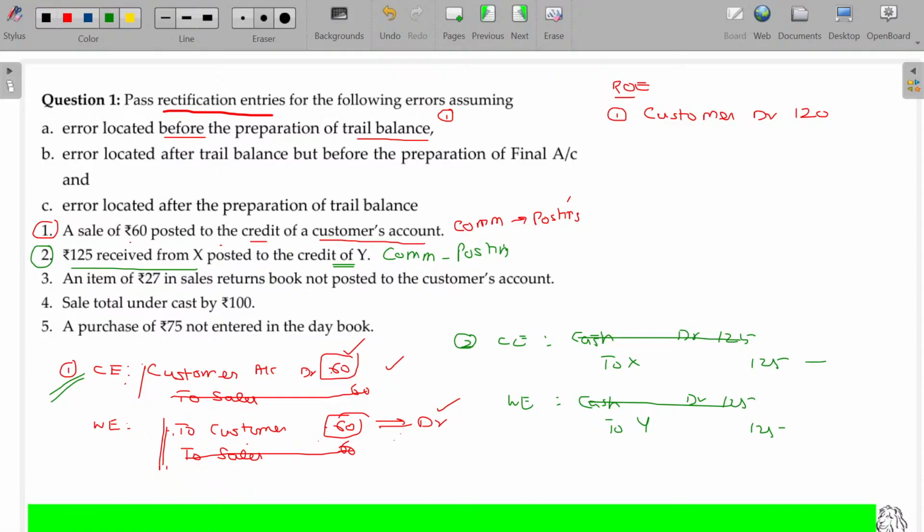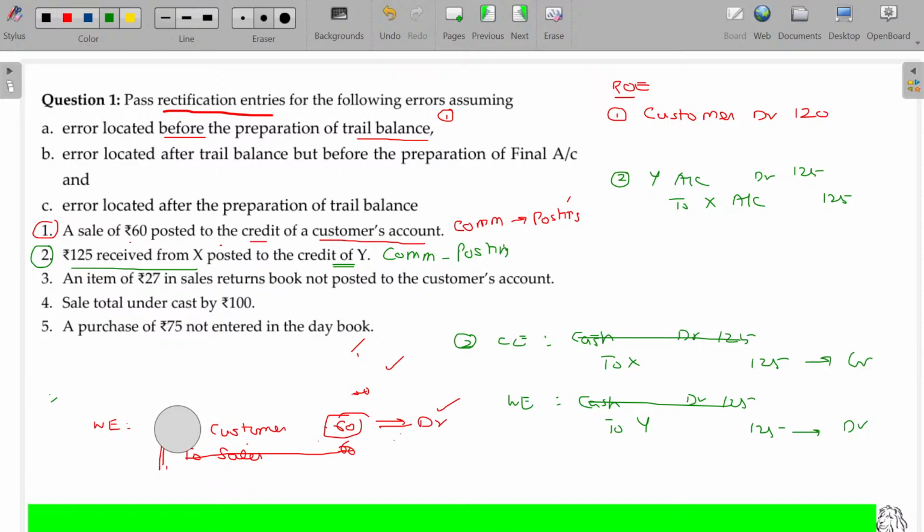Now, the rectification entry: this should be credited. Y is in credit, the wrong entry should be reversed. The correct entry should be passed, the wrong entry should be reversed. As this is a credit, to cancel it should be debited. Second one: the entry being Y account debit to X account, the value being 125.